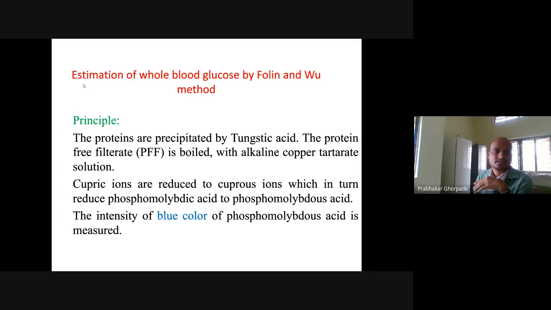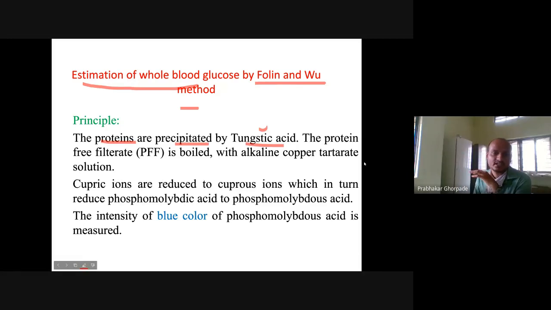Next comes the estimation of whole blood glucose by the Folin-Wu method. The Folin-Wu method is a method for blood glucose estimation, so we will see what the principle is. We are estimating glucose, so in this method we don't want proteins. First we precipitate the protein with tungstic acid. So now the protein has been precipitated.